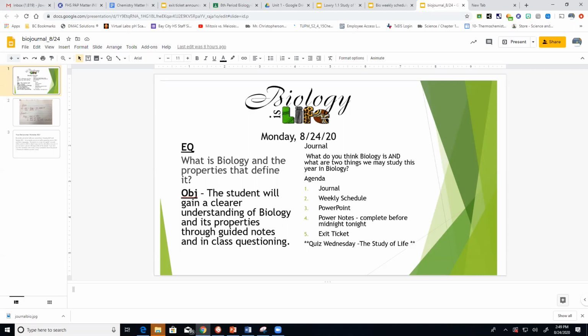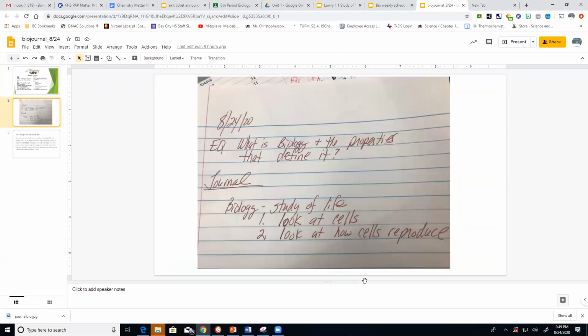All right. If you wrote all that down, this is kind of what yours would look like. This is mine. You can see that it doesn't have to be real neat because it's yours. I'm never going to take up the journal. You're just going to use it for a test. You would write your date and your EQ, and here I didn't write the question, I just wrote the answers: biology, study of life, and 2 things that I think would be covered.